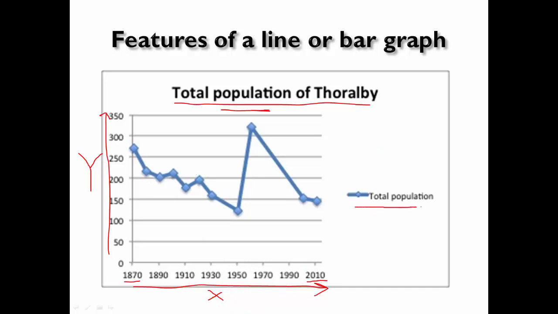And then the key is this. It's just telling you that the blue line means total population. So you might have 2 lines or 3 lines or 4 lines, and it will normally have a key here, and one will be a yellow line or a green line or a red line, indicating what those lines represent.